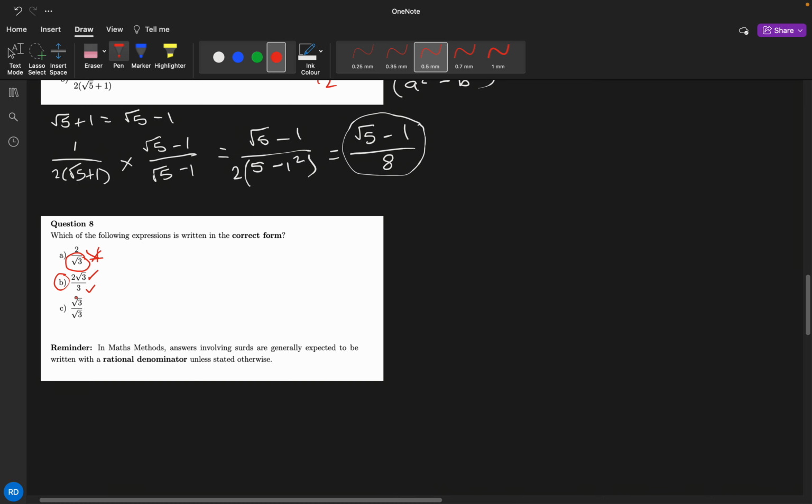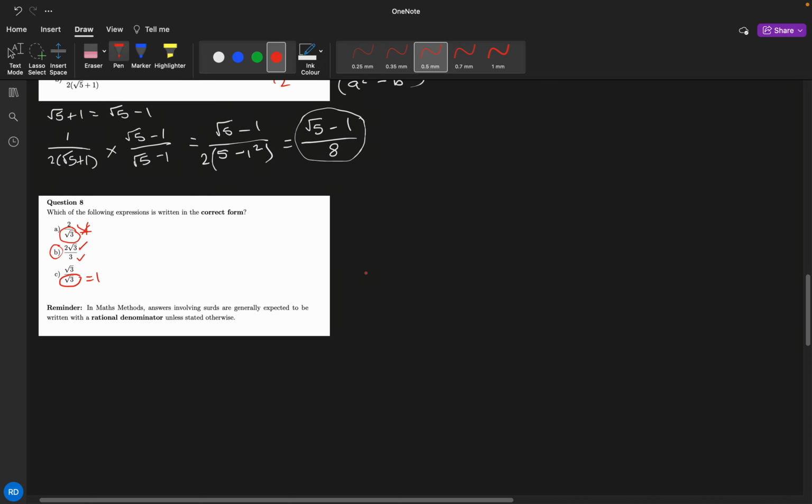I'll just double check C. Yeah, so first of all, you've got an irrational denominator. And second of all, root 3 divided by root 3 just equals 1. So that's not the simplest version either. Not simplified and a rational denominator. So I'm going to go with B.